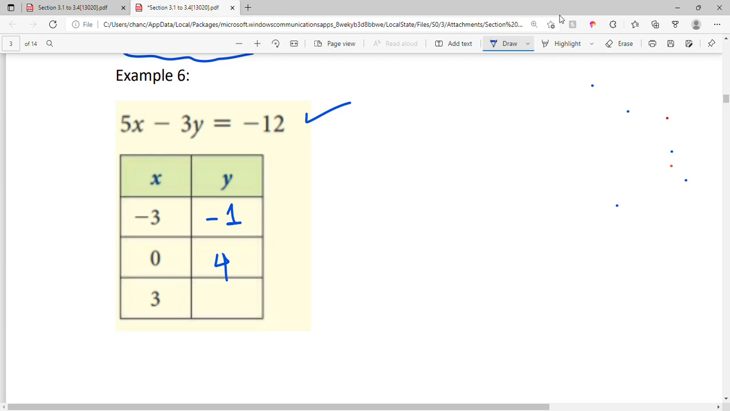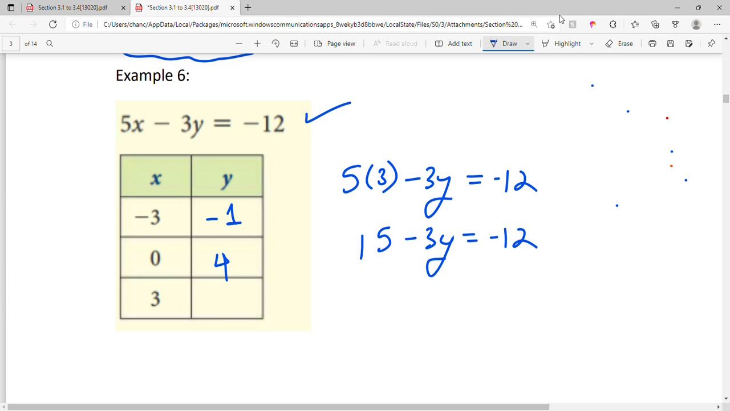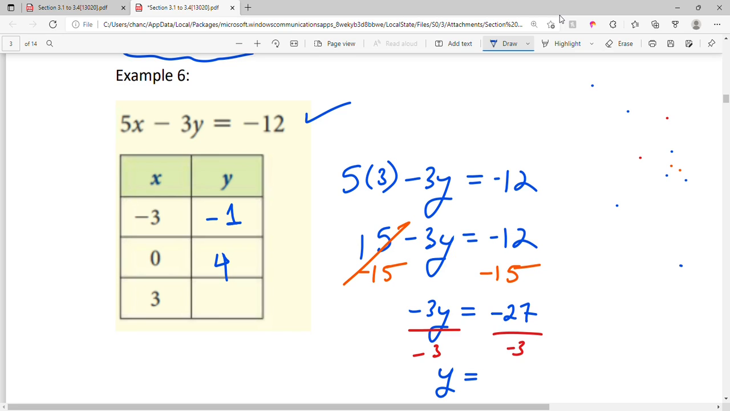For the last part, we'll replace x with a 3. 5 times 3 minus 3y is equal to negative 12. 5 times 3, that's 15, minus 3y equals negative 12. Let's subtract 15 from both sides. Negative 3y is now equal to negative 12 minus 15, which is negative 27. We can divide both sides by negative 3. And this gives me y equals a positive 9.